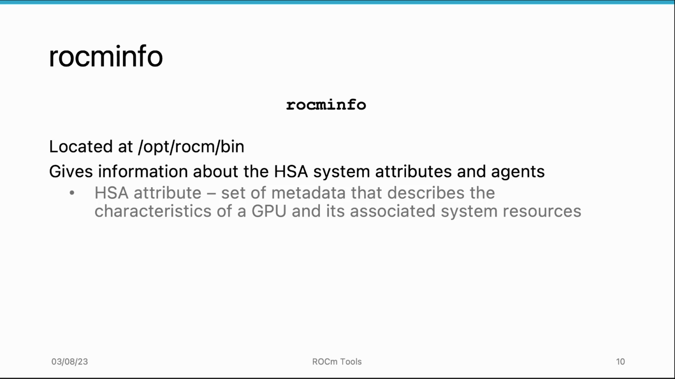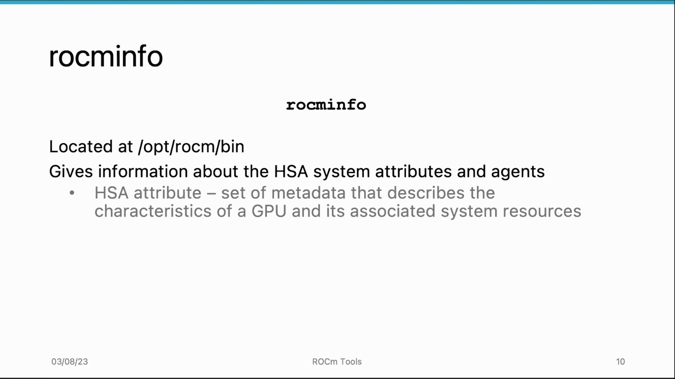Within the ROCm environment, HSA system attributes are a set of metadata that provide valuable insights into the characteristics of a GPU and its associated system resources. By accessing this information through the rocminfo utility, developers can gain a deeper understanding of their hardware and optimize their code for maximum performance.